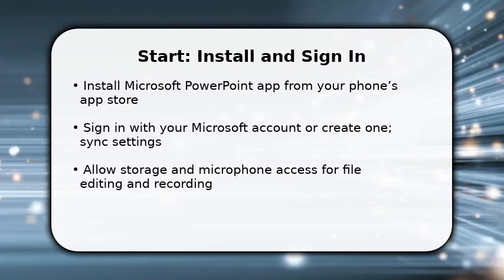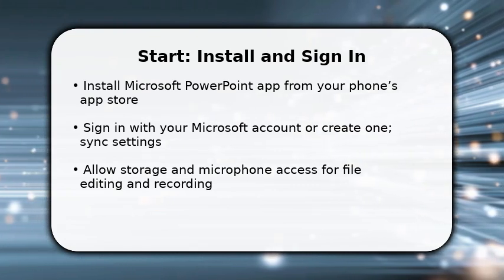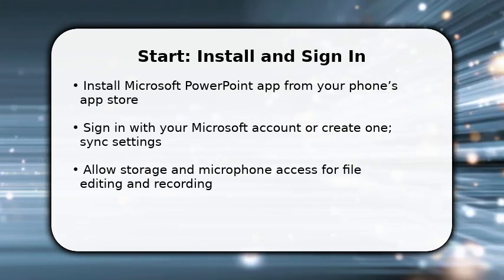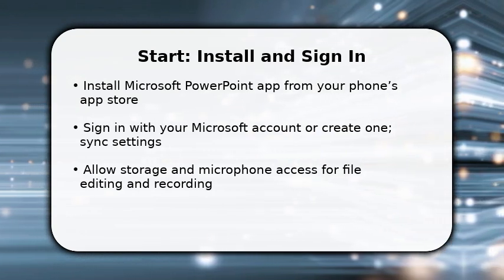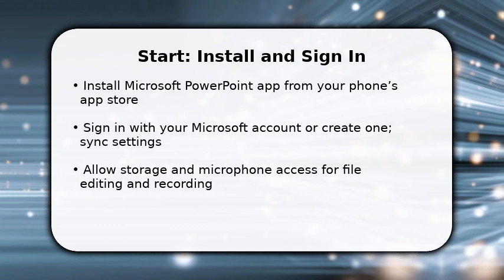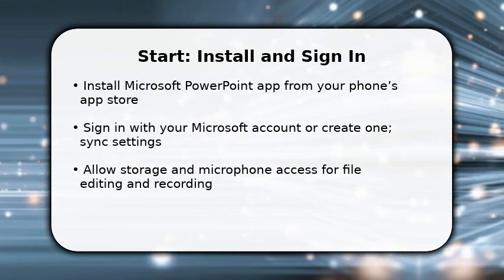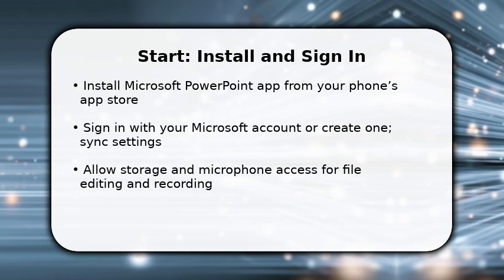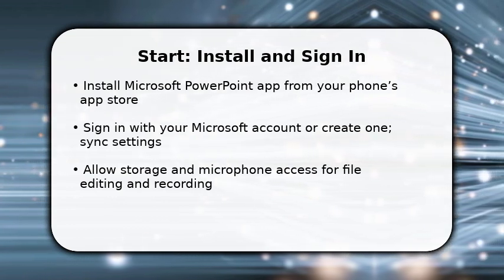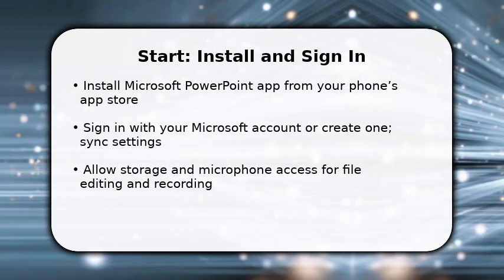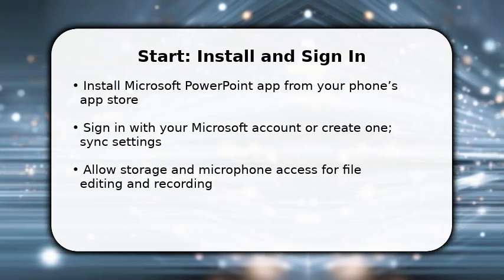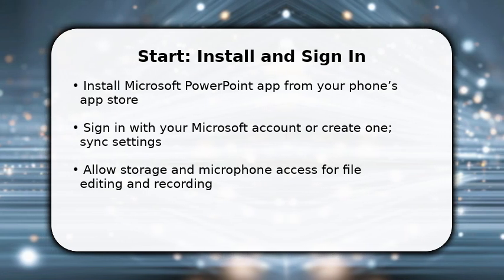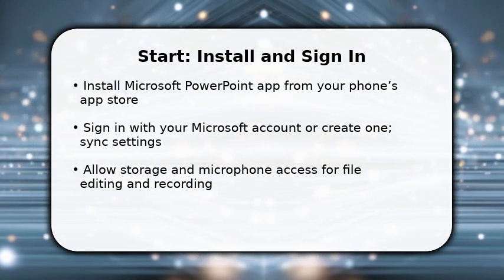You're going to get the app and jump straight into a file. Open the App Store, install PowerPoint, then sign in with your Microsoft account so files sync. Once signed in, grant storage permissions so the app can open and save presentations. Allow microphone only if you plan to record narration. Next, tap the New Presentation button to start a blank slide or choose a template. These initial steps connect your phone to the cloud and set up editing capabilities.